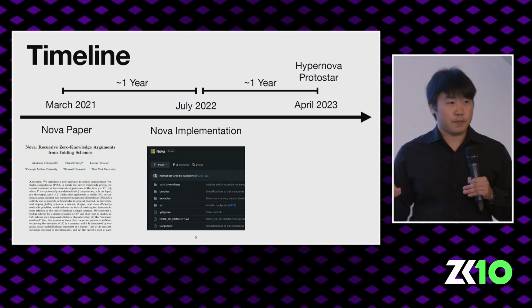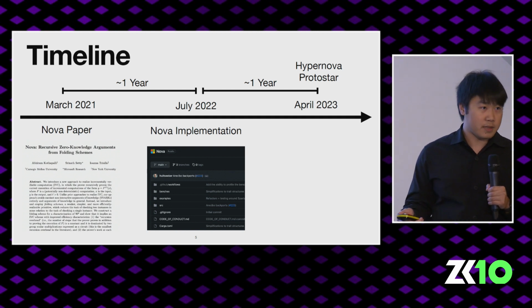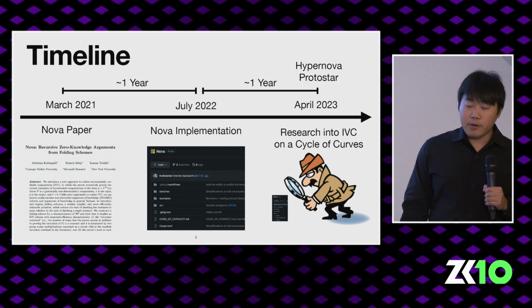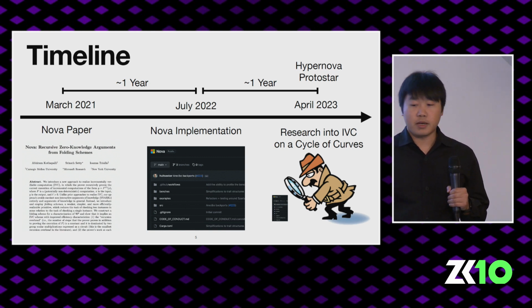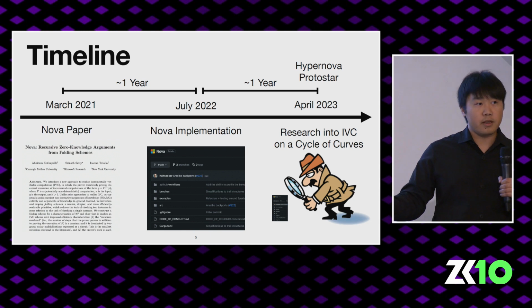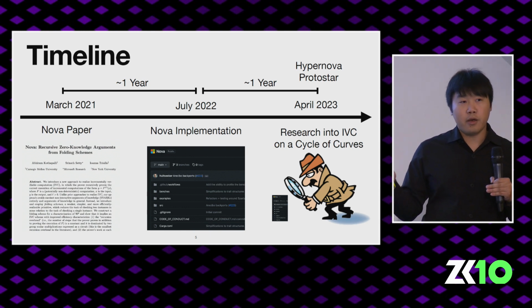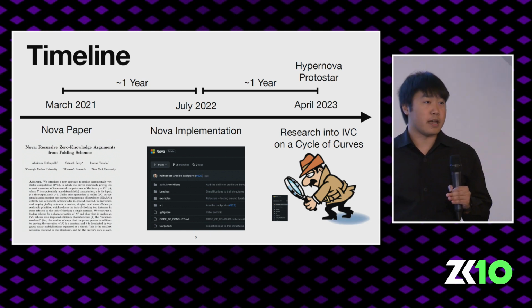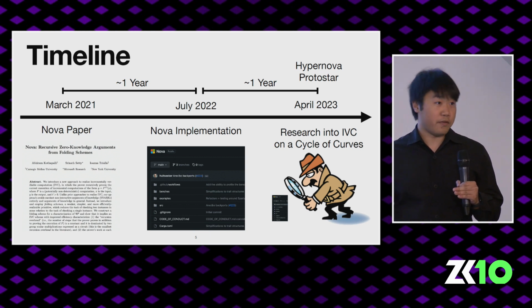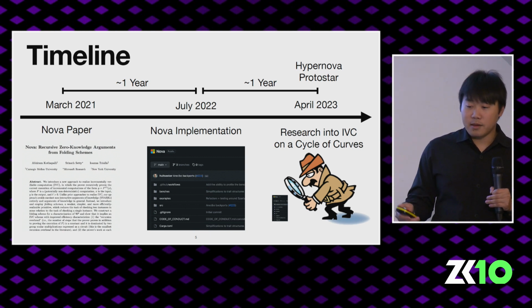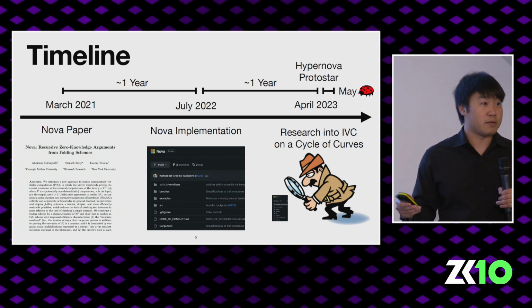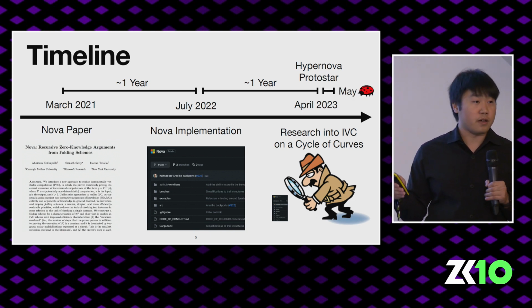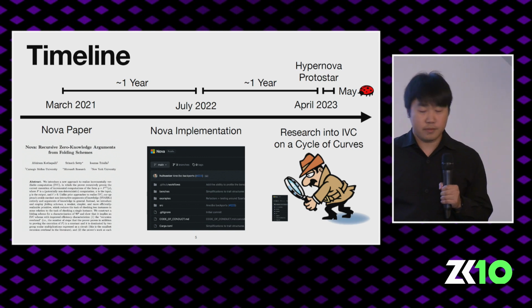And it is in this period in which I became interested in IVC. In particular, I was interested in researching how IVC operated on a cycle of curves. Because in this whole two-year period, a formal description of how any IVC scheme operates on a cycle of curves was never given. And it turns out that after a little bit of research, there was a pretty big bug found in May for the modified version of the Nova IVC scheme.